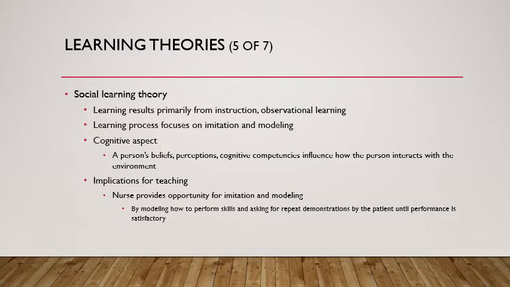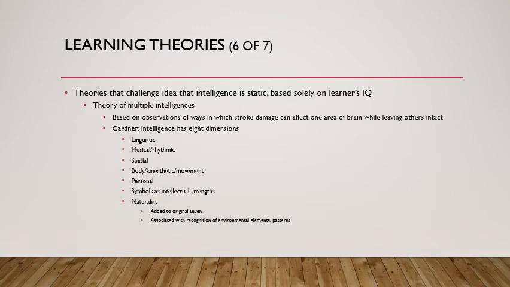Implications for teaching. Nurses provide an opportunity for imitation and modeling, by modeling how to perform skills and asking them to repeat it in demonstrations by the patient until the performance is satisfactory. So theories that change the idea that intelligence is static based on the learner's IQ. Theory of multiple intelligences. It bases on observations of the way stroke damage can affect one area of the brain while leaving others intact.